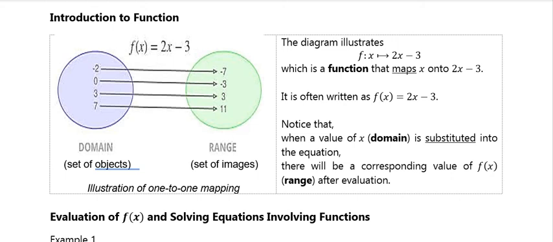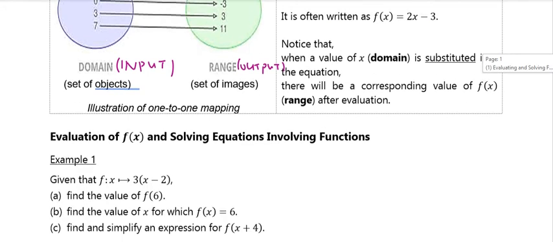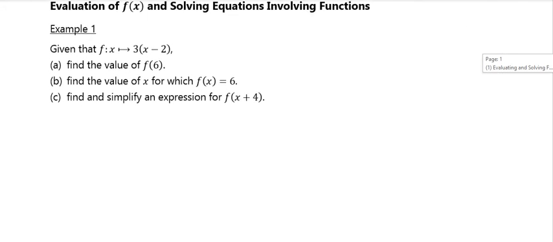So here I will just put in the domain, which I will also call the input. And for the range, I will call it the output. When you have a function, you can also call it mapping a value of x onto 2x minus 3, for example. So when you substitute it, you will have a corresponding value of f(x). Let's use an example to further understand.